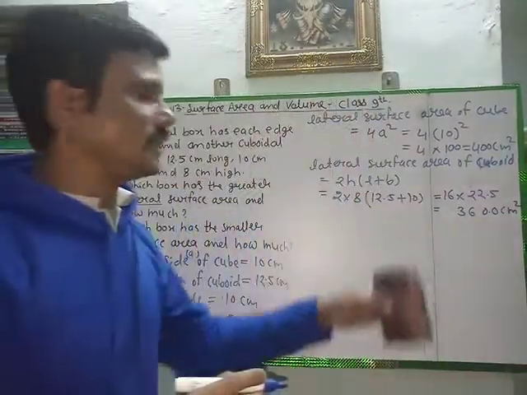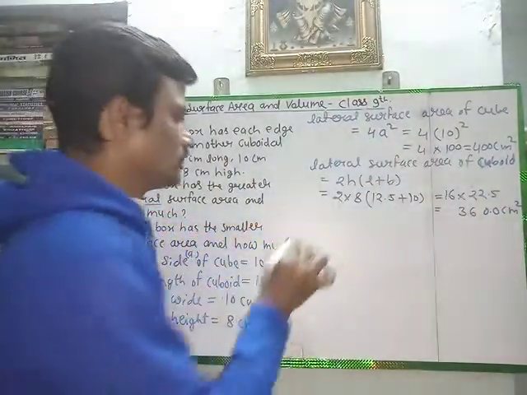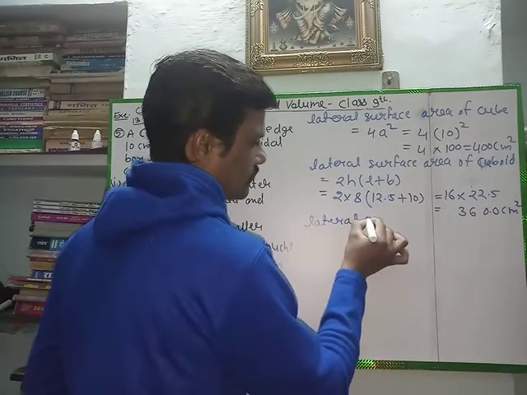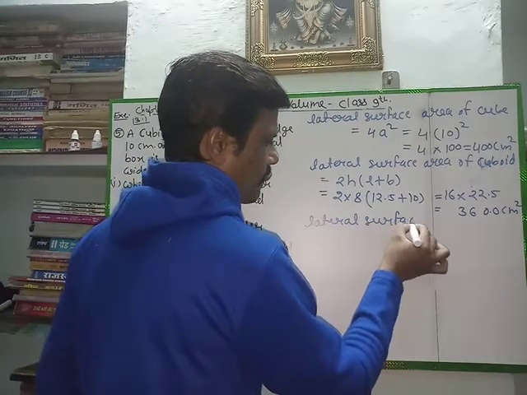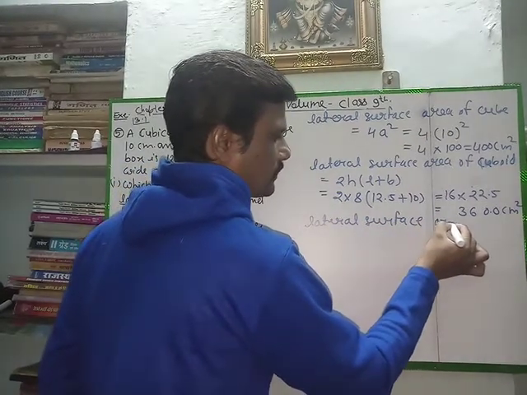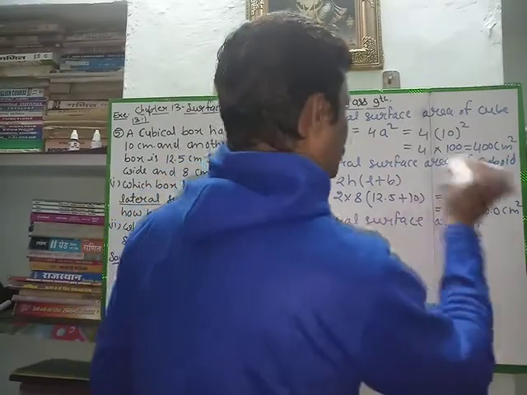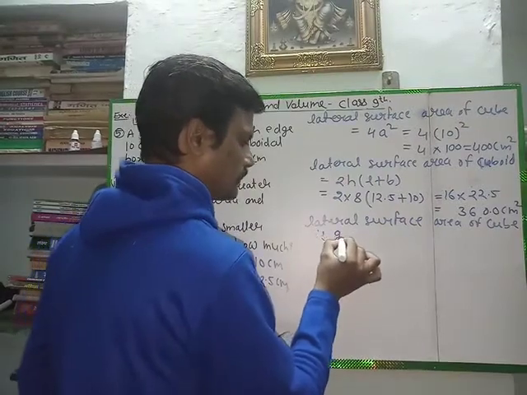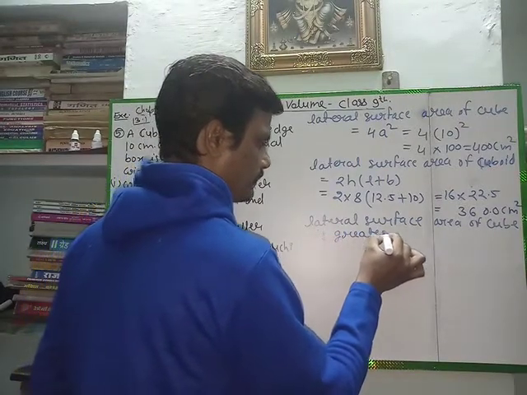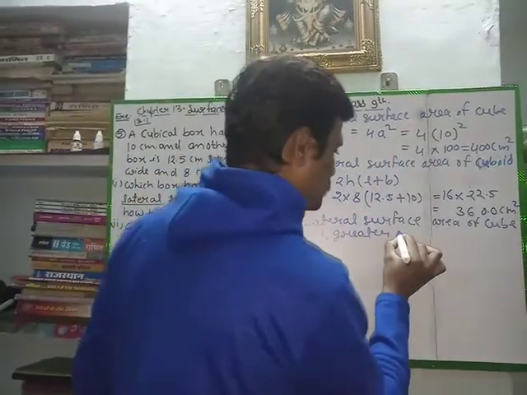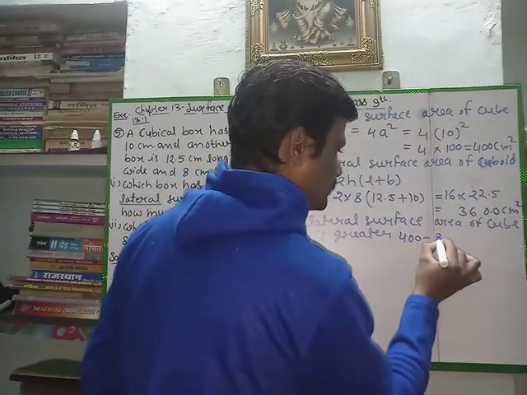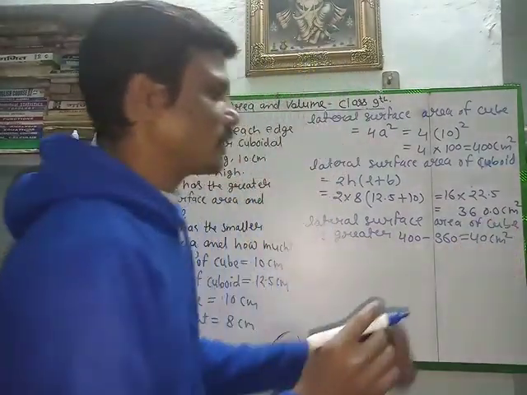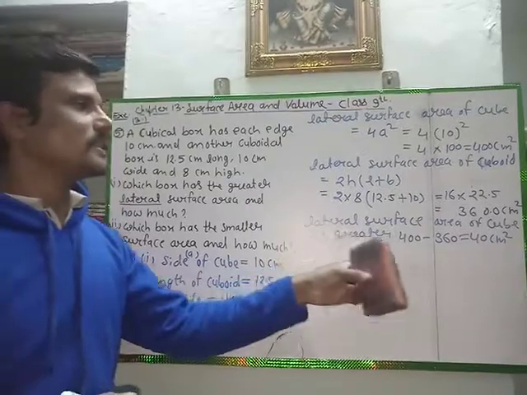So which area is greater? This. Okay. So the lateral surface area of cube is greater. And how much greater? Difference: 400 minus 360, that is 40 centimeter square. मीन्स 40 सेंटीमीटर स्क्वायर एरिया जो है वो ग्रेटर है क्यूब का.